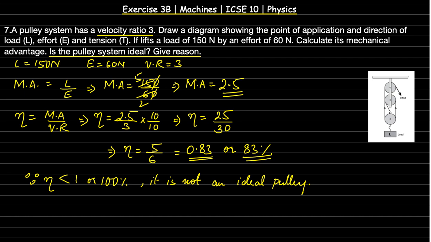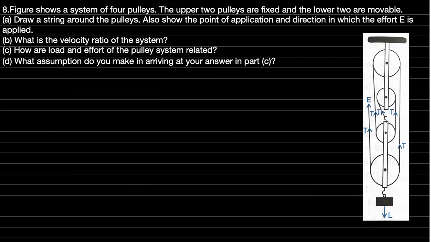Getting into the next question. Figure shows a system of 4 pulleys. The upper 2 pulleys are fixed. I would just write some numbers for the pulleys here so that it makes things clear for us. So this is 1, this is 2, this is 3, this is 4. The upper 2 pulleys are fixed and the lower two are movable. So pulley 1 and 2 are fixed pulleys and pulley 3 and 4 are movable.